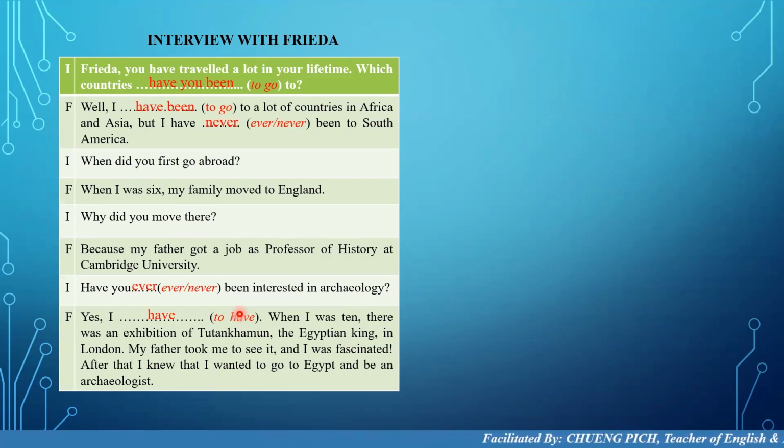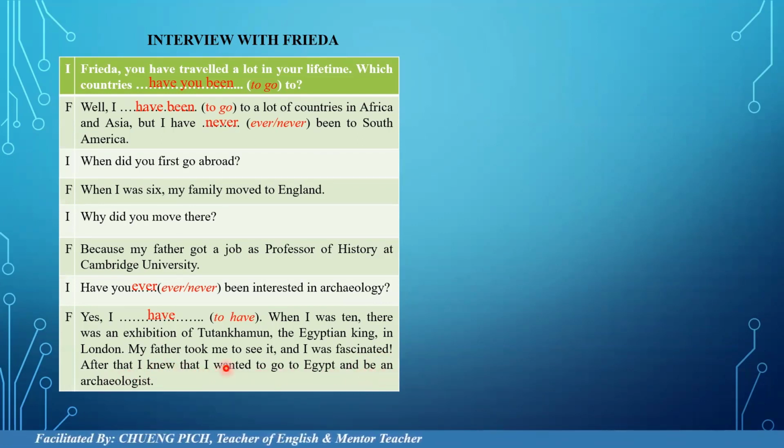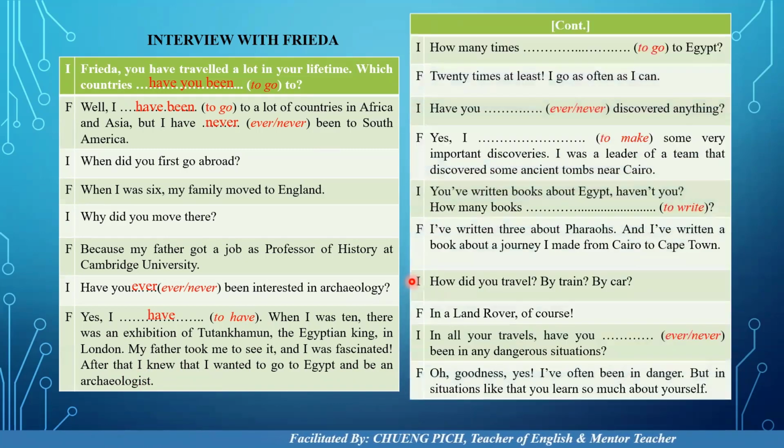So in this case, Freda has a positive statement, so she says, yes, I have. When I was 10, there was an exhibition about Tutankhamun, the Egyptian king, in London. My father took me to see it, and I was fascinated. After that, I knew that I wanted to go to Egypt and be an archaeologist. Okay, great job.